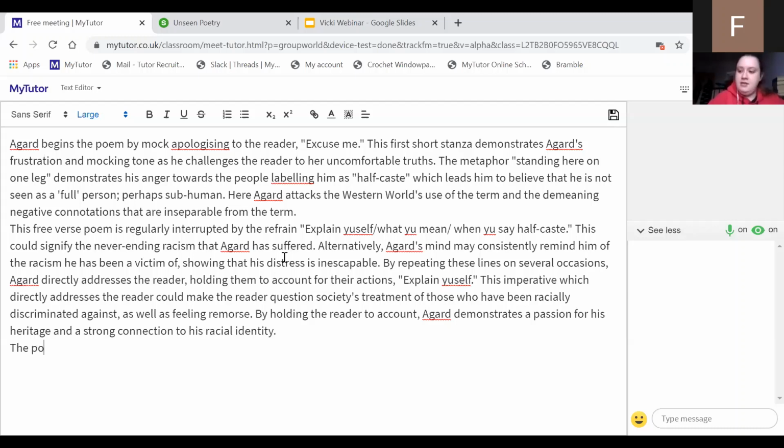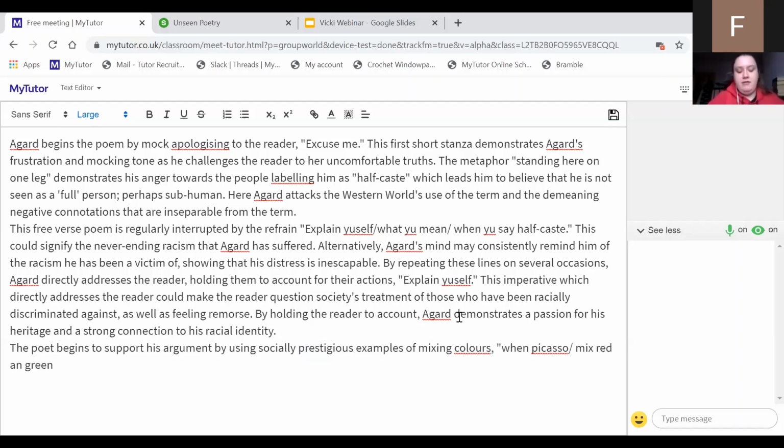Right. The poet begins to support his argument. So I'm talking more about the dialogue throughout this, by using "socially prestigious". So I'm getting in some advanced vocab there. Socially prestigious examples of mixing colours. So when Picasso, so he doesn't even use capital letters for proper nouns as well, which is interesting.